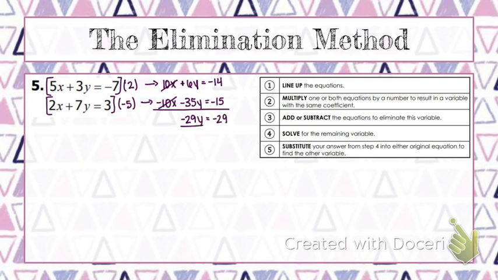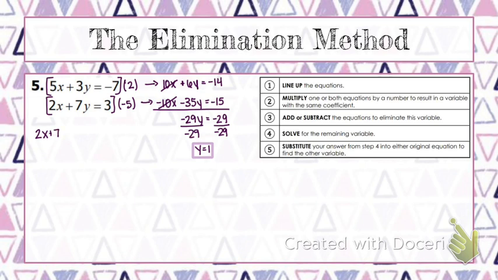So we want to solve for y. So we will divide both sides by negative 29. And we get y equals 1. So then we substitute y into either equation. I'm going to use the bottom one this time just for fun.